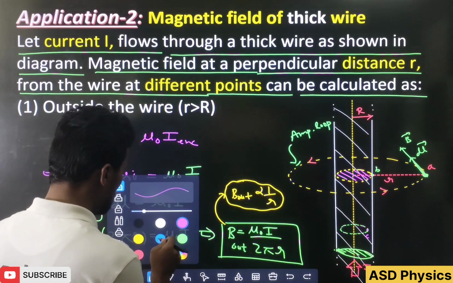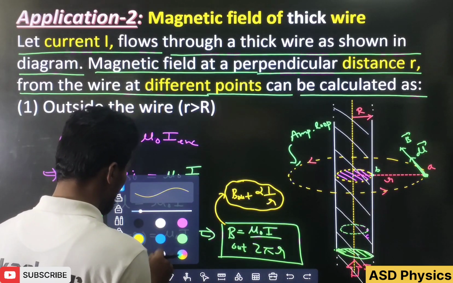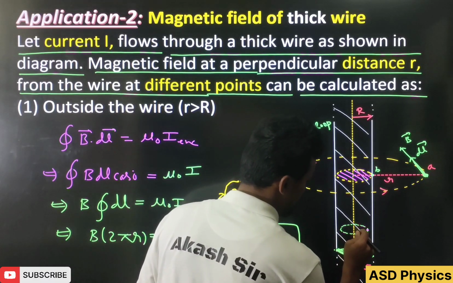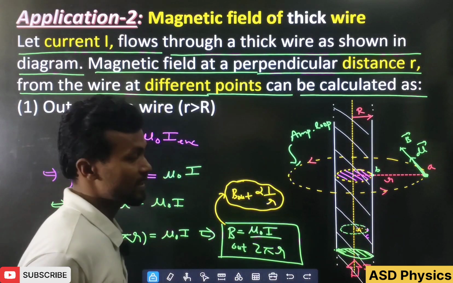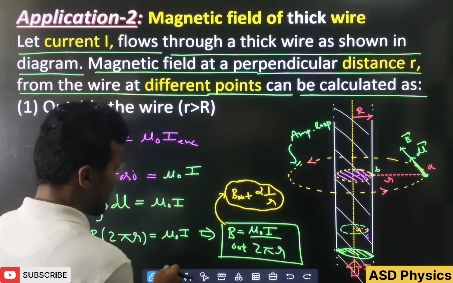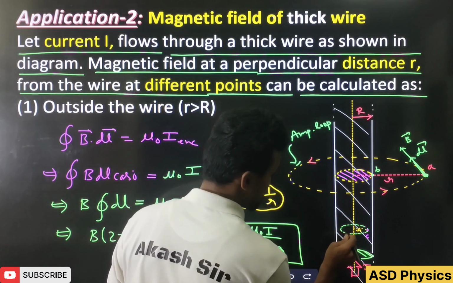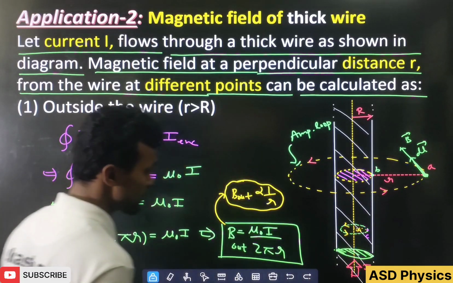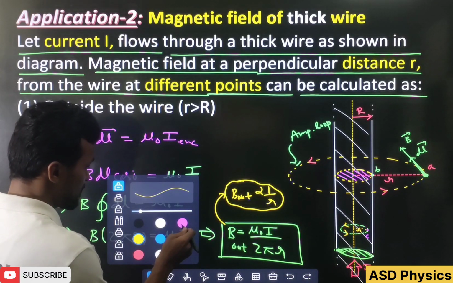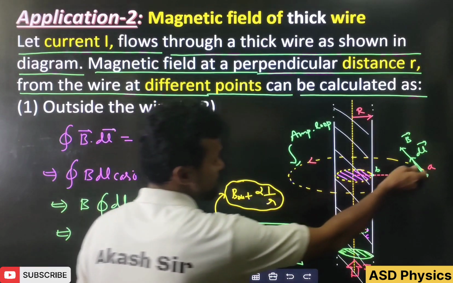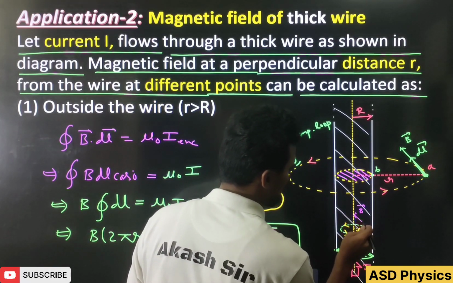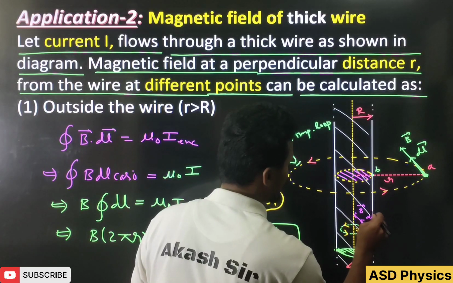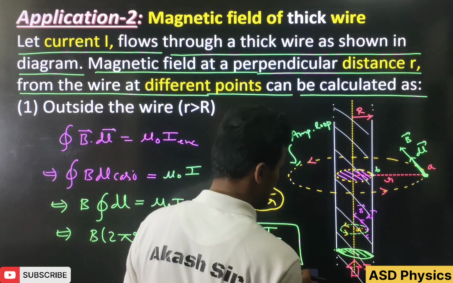Now, this distance, how much is it here? Let me write it somewhat smaller. This distance I am writing as small r. And the Amperian loop direction is like this. If I write the magnetic field in the same way, this is the magnetic field B, and dl is also in the same direction.